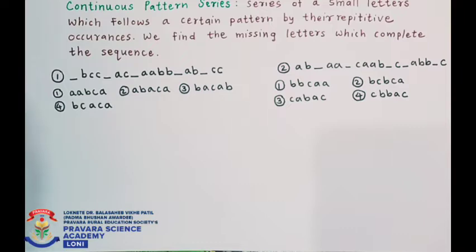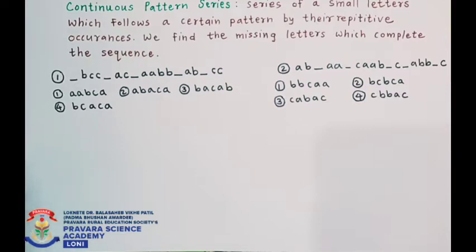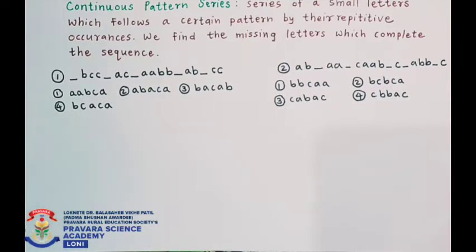So usually in the question they give a sequence of these small letters with some blank spaces, and we have to fill those blank spaces with the correct alternative which will complete that continuous pattern series. So we will study this series with some examples so you will understand this topic more easily. We'll start with the first example.